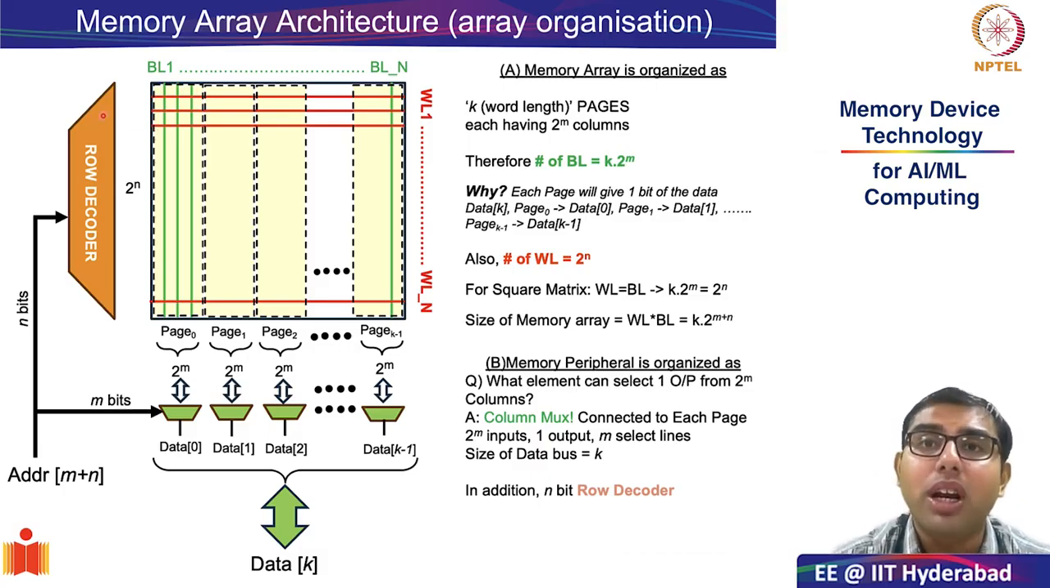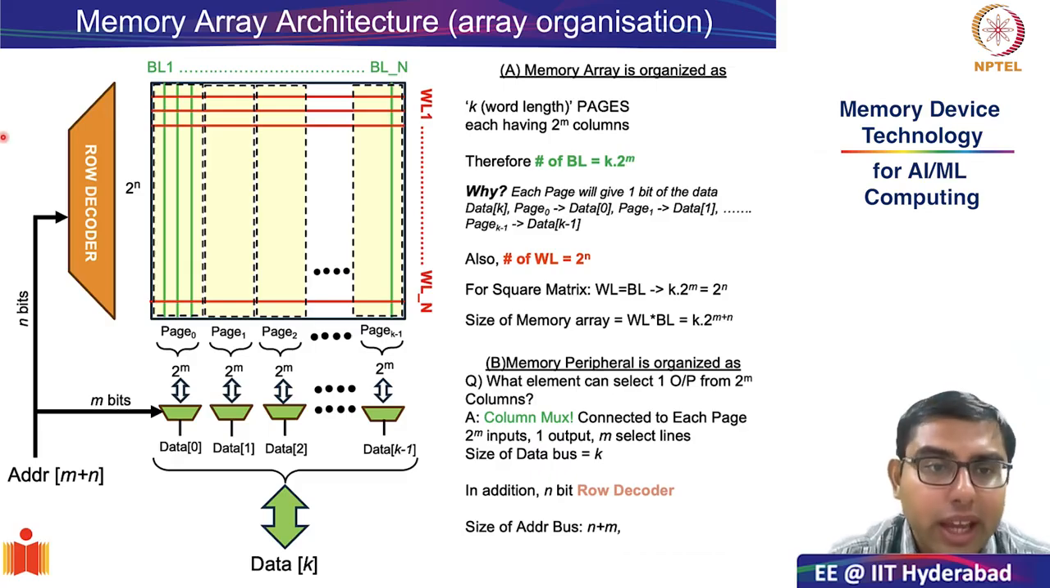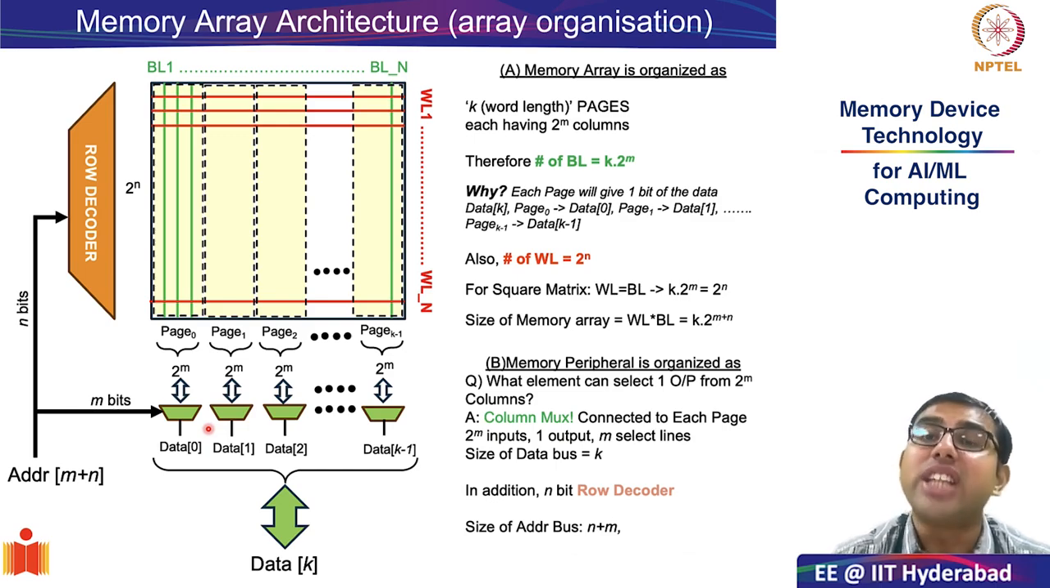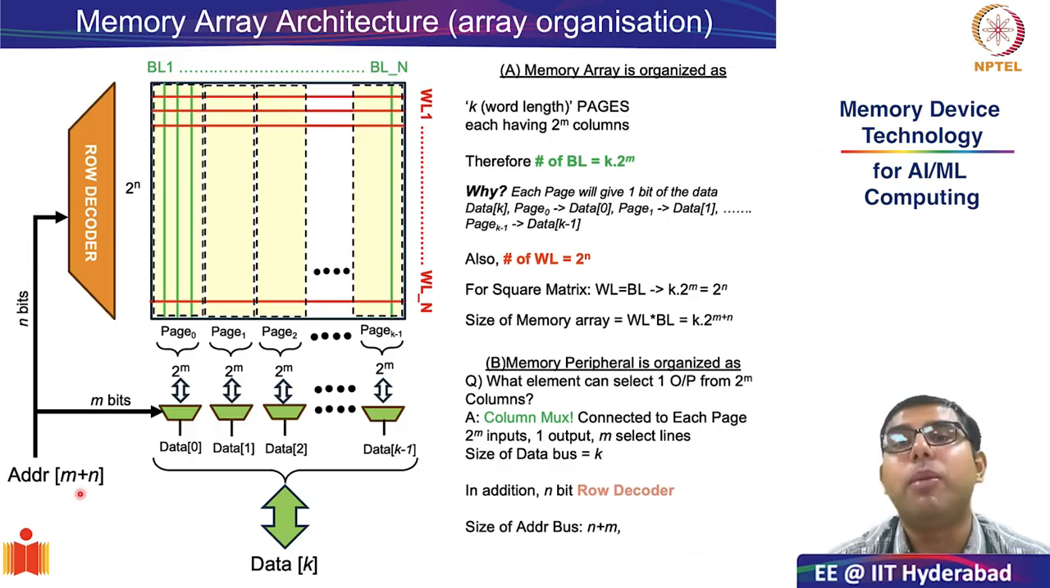So earlier, if you remember, our address bus had just one component which was sent to the address decoder. Now the address has two objectives: the input to the row decoder and also to the column mux. And in this generic design, to the row decoder you are sending n bits and to the column mux you are sending m bits. So the total size of your address bus now becomes m plus n bits. And this is how the memory array peripherals are also becoming complicated.